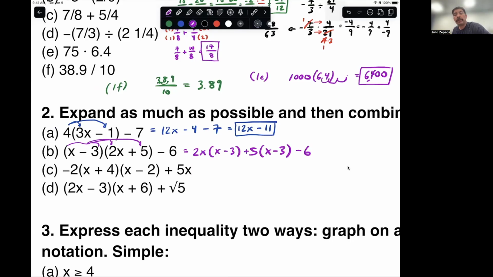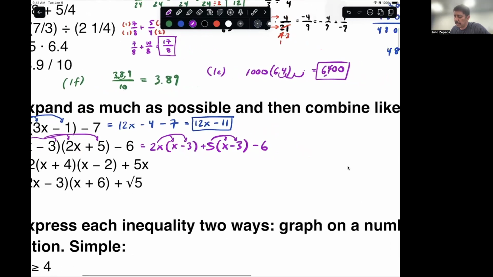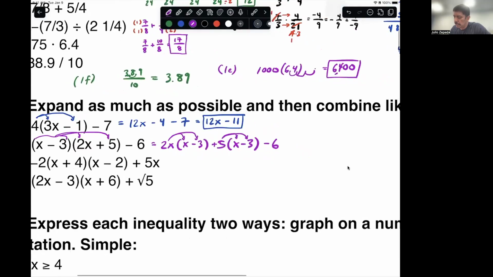And notice that this now becomes the same distributive property problem that we had in the previous example, there in blue. And so we distribute the 2x. That's going to give us, and I'll do it below here, 2x times x is 2x squared. 2x times a minus 3 is a minus 6x. Plus 5 times x is 5x, and minus 15 minus 6.